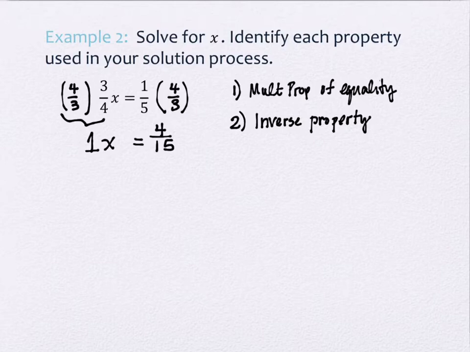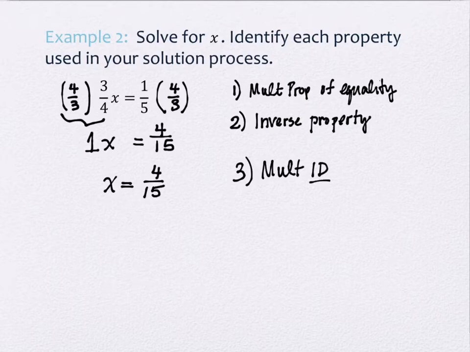Okay, now my goal is to get x alone, and it kind of sort of is. Because what's 1 times x? It's really x, right? But there's a property that actually says that that's true. What property says that 1 times x is equal to x? That's the multiplicative identity property. I'll call it ID. So do you see what I mean?